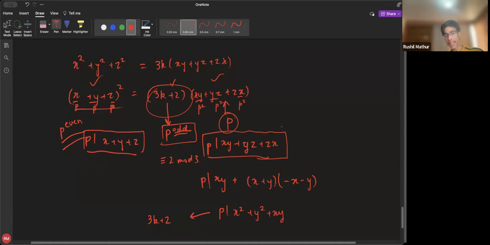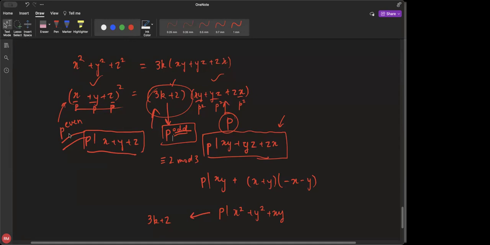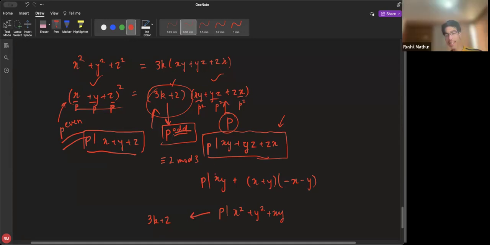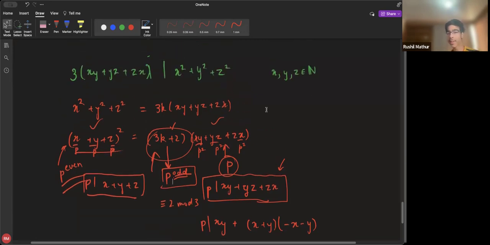Because if it doesn't divide this, then that means all the prime factor exponents are coming from here, but then they should match. Like here it's odd and here it's even, it's not matching. Okay. So if p divides both of these things, then p would actually have to divide each of x, y, and z. But then you can divide each of x, y, z by p, and you can do an infinite descent. So actually the only solution is 0, 0, 0, but we were in natural numbers, so actually there are no solutions.